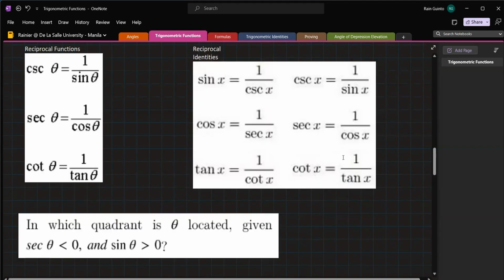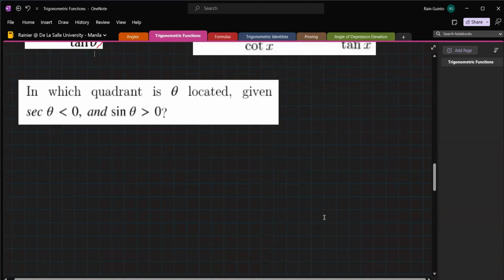Okay, so now let's talk about reciprocal functions, or basically more trigonometric functions, which are in relation to the 3 most basic trigonometric functions. Basically, it means that cosecant theta is the reciprocal of sine theta, and secant theta is the reciprocal of cosine theta, and cotangent theta is the reciprocal of tangent theta. That's about it. So let's try solving a problem.